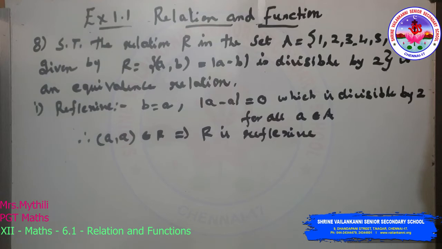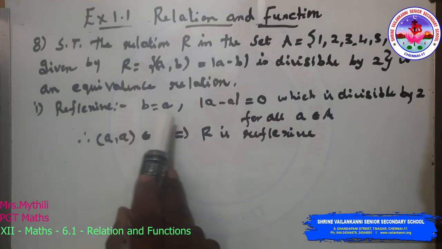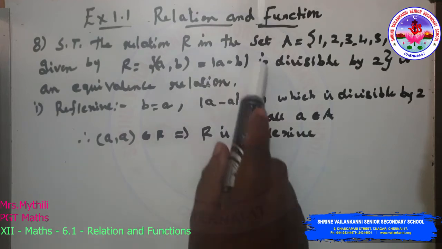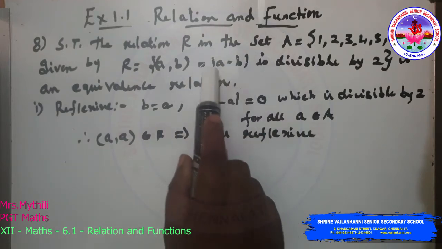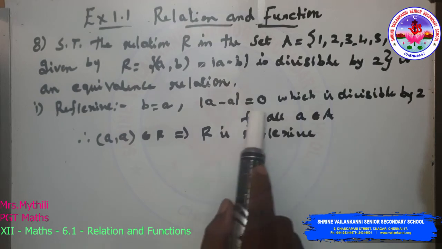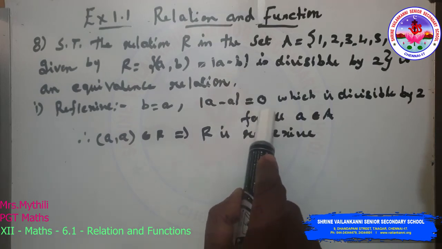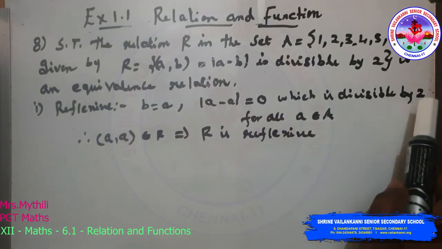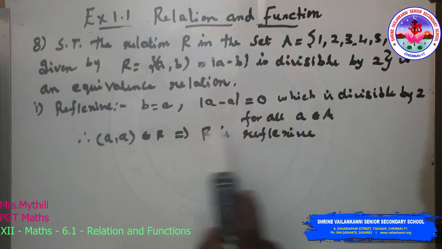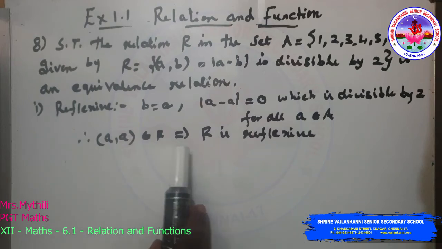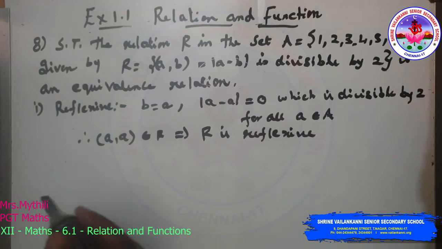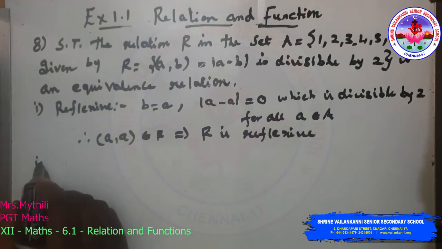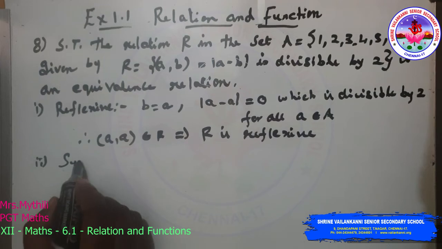So we have to check whether it is reflexive or not. The first property is reflexive. Taking b = a, we substitute in this relation. So |a - a| = 0. If the number is 0, it is divisible by 2. So it is divisible by 2 for all a belonging to A. Therefore, (a, a) belongs to R, which implies that R is reflexive. Second one, we have to check whether it is symmetric.